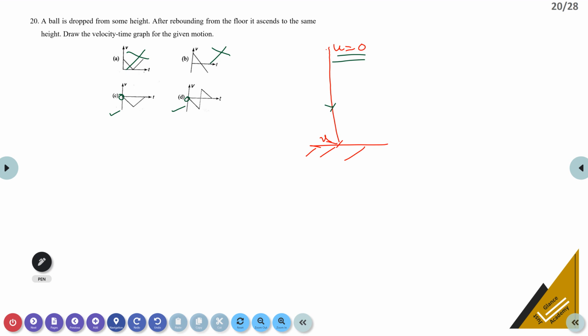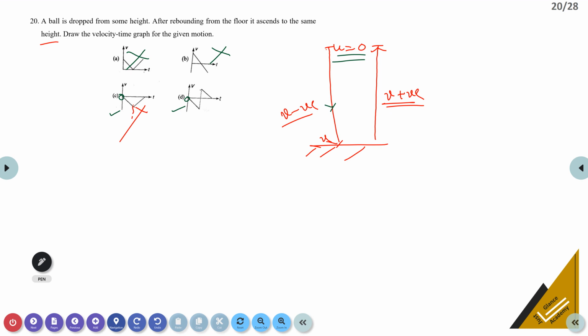After rebounding from the floor, it ascends. Ascends means it goes in the upward direction, to the same height. That's why I dropped. This point and this point are what? Now, here velocity is what? Positive. Here the velocity is what? Negative. So from here it is a point of rebound. It is negative here, so it is not this.